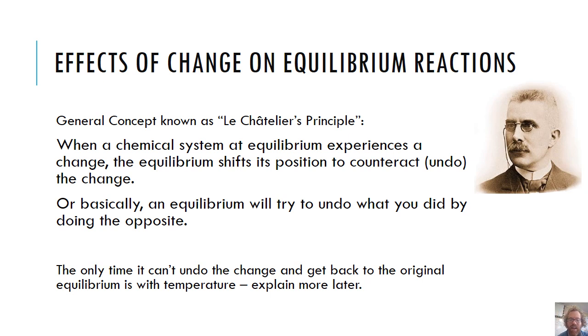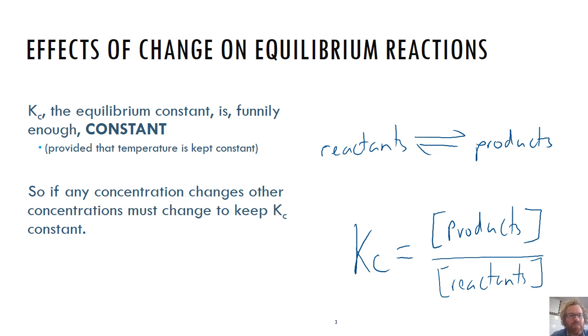The only time it can't undo this and get back to the original equilibrium position, equilibrium constant, original ratio of products to reactants, is when we change temperature, and we'll get back to that later. The first factor we look at is concentration, and because Kc is a constant, it will stay the same number except for temperature. So if we change a concentration on either side, in reactants or products, then the reaction will shift to either the products or reactants to try to get back to the original ratio of products to reactants.